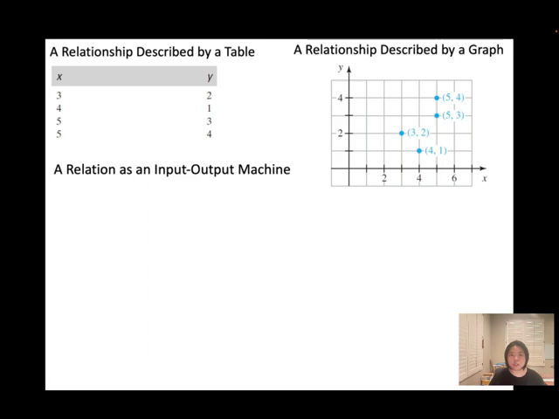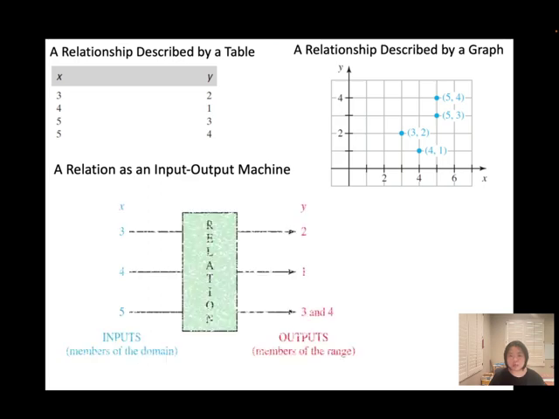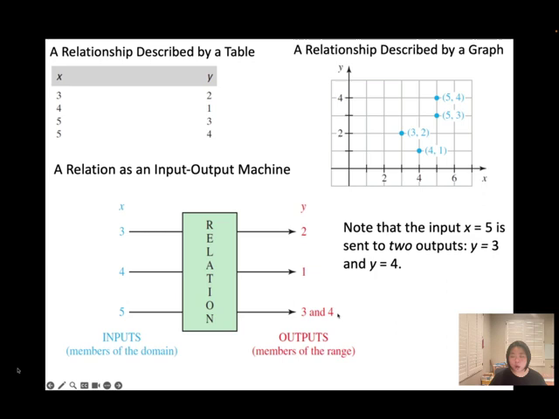And a relation, you could consider like an input and output machine. So think about it. When x equals 3, we go into the relation, go into the machine, then the output, we're going to get y equals 2. And that's why we have this ordered pair. One more time. X will be your input, go to the input-output machine, the relation, and then we get the output. And then 4 and 1 in here. I need you guys to pay attention to the last one. When x is equal to 5, we have 2 outputs here. Y equals 3 and y equals 4. I want you guys to highlight this one.